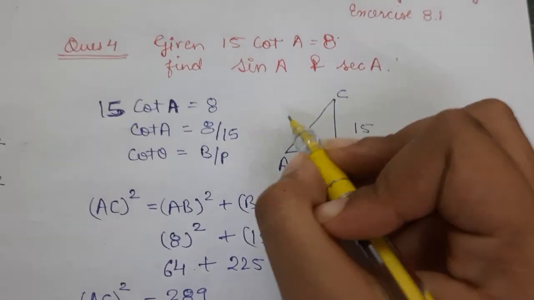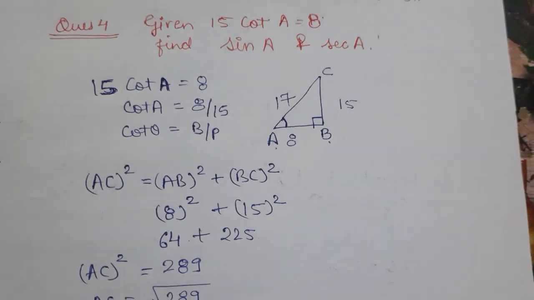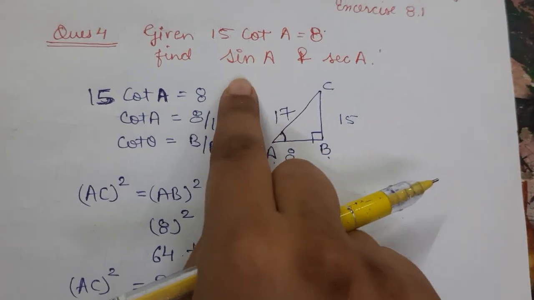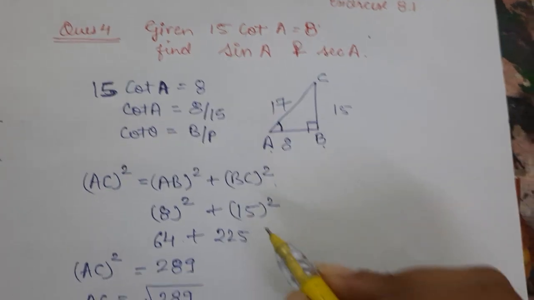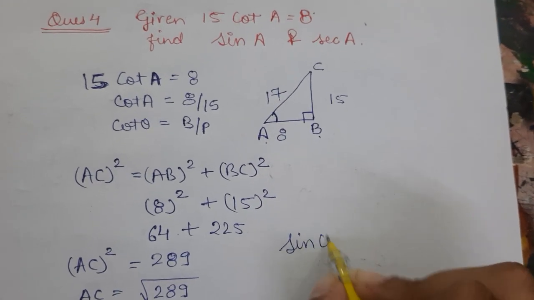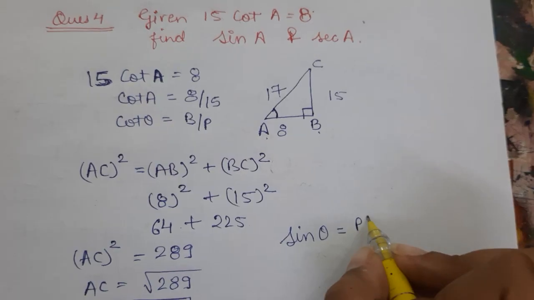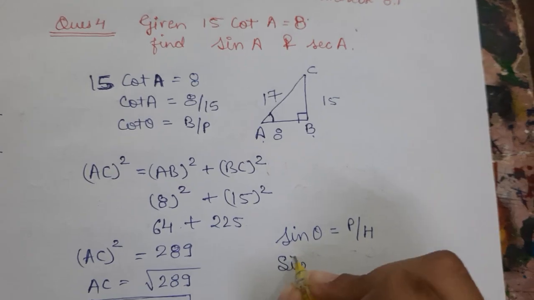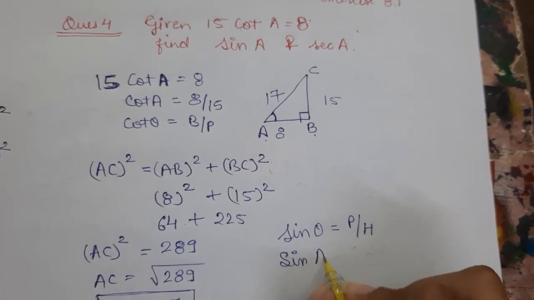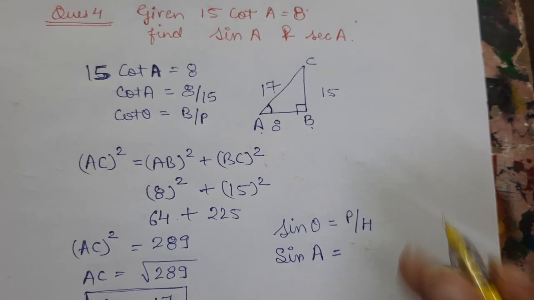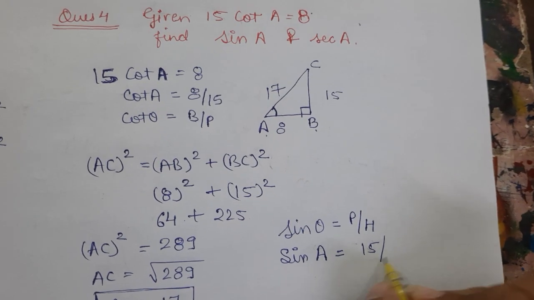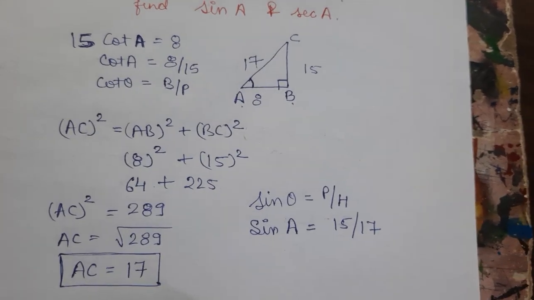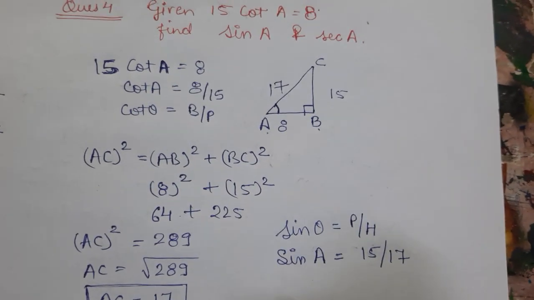Put the values in the triangle we have drawn earlier: AC 17, BC 15 and AB 8. We need to calculate sine A and sec A. We know that for any sine theta, the ratio is perpendicular upon hypotenuse. We can simply put the values from our triangle ABC. So sine A is perpendicular 15 and hypotenuse 17 units.